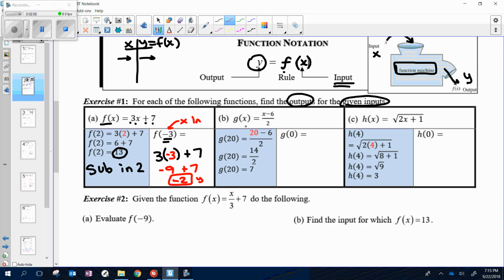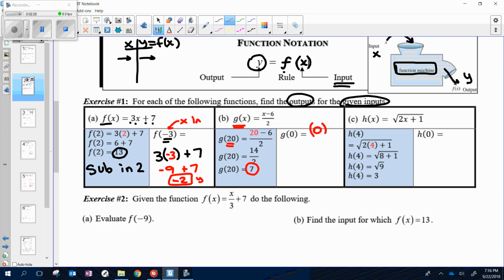Then they gave me another rule called g of x. That's just the name of the function. And the rule is take a number x, subtract 6, divide by 2. Here's an example with 20. 20 take away 6, divide by 2. You get out 7.